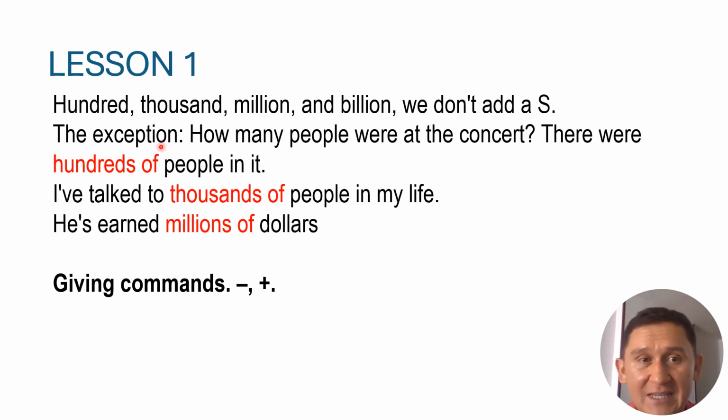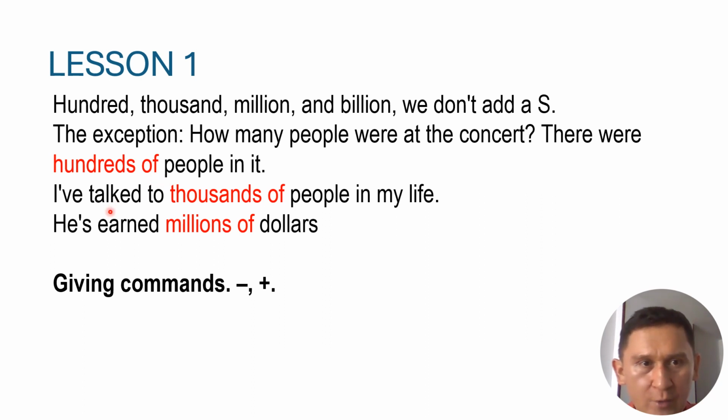We have some exceptions. So how many people were at the concert? There were hundreds of people in it. So in this case, we pluralize this word and we use the preposition of because we don't have the exact number of people. We are saying that there were many people, hundreds of people. We do not have the specific number. It is why we have to use hundreds of.